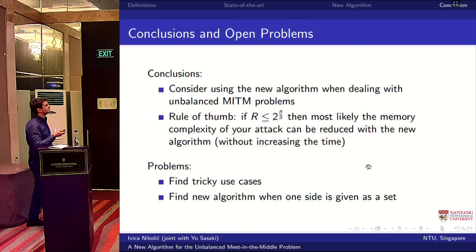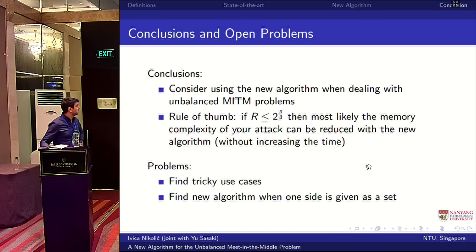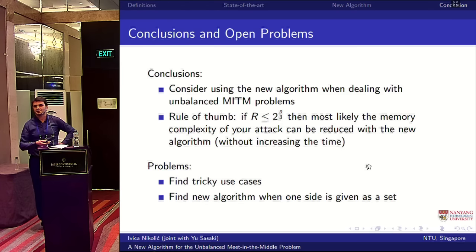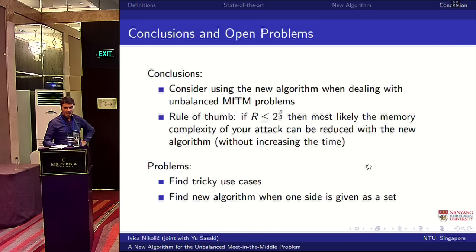And to conclude, you should consider the new algorithm whenever you're dealing with unbalanced meet-in-the-middle problems. The rule of thumb is, if the ratio of cost of the two functions is less than 2 to the n divided by 3, then probably you should use our algorithm rather than the standard meet-in-the-middle algorithm. As open problems, you can try to find more tricky use cases of the new algorithm, and maybe try the new algorithm for the known plaintext case, so basically when one of the functions is given as a set. That will be really nice. And that's all. Thank you.